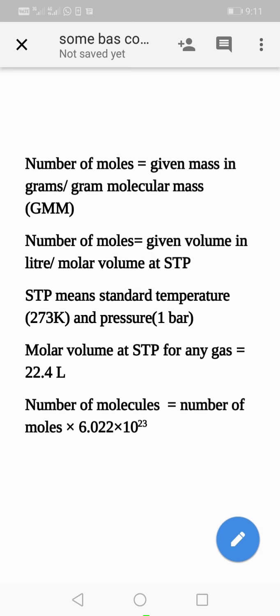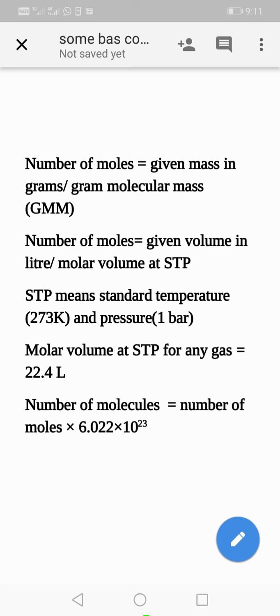Or else, if the volume is given, then the number of moles is equal to given volume in liters divided by molar volume at STP. Molar volume at STP means 22.4 liters for any gas. Whatever the gas may be, you will have to use the denominator value, that is molar volume at STP, equal to 22.4. So using any one of the above equations, you can find out the number of moles.